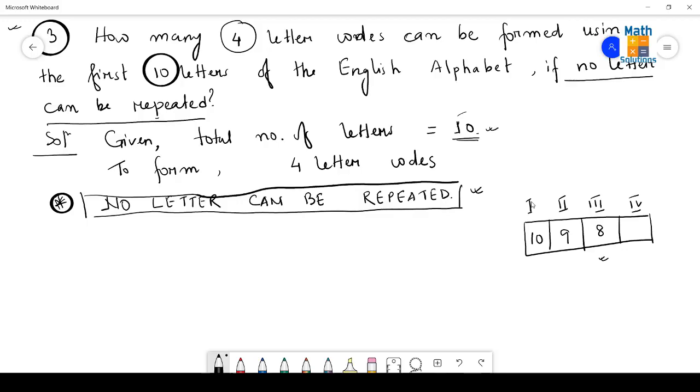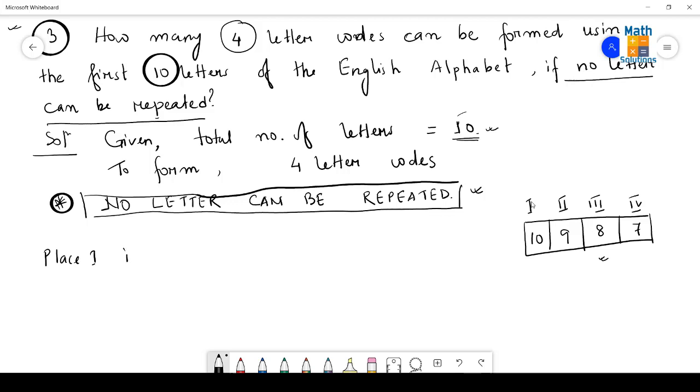Now, 3 places we had already filled in. So, how many options will be left for the fourth place? 3 letters we have to keep aside out of this 10. So, how many will be left? 7 options are left in our hand. So, we shall be putting in what way? Means the writing part.